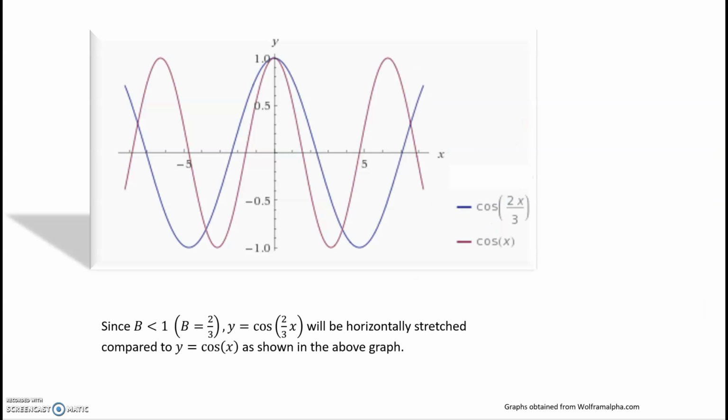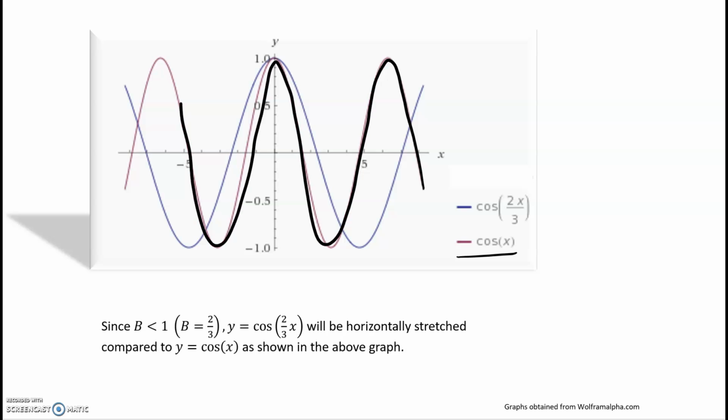Okay, now if we compare it to the original cosine, here's just cosine right here, without any alterations to it. Now what we have done is, notice that our b is less than 1. It is 2/3, which means we're stretching it out. Notice how cosine of 2/3 x is a little bit more stretched out than just cosine of x.